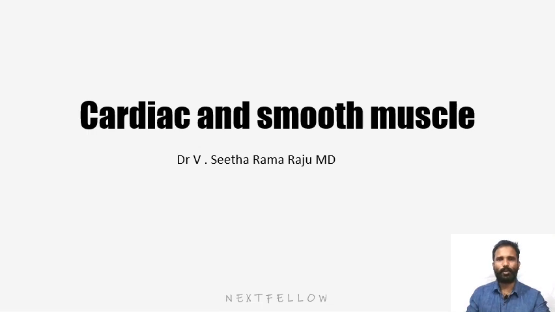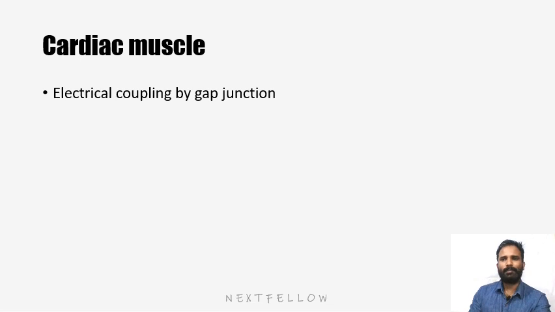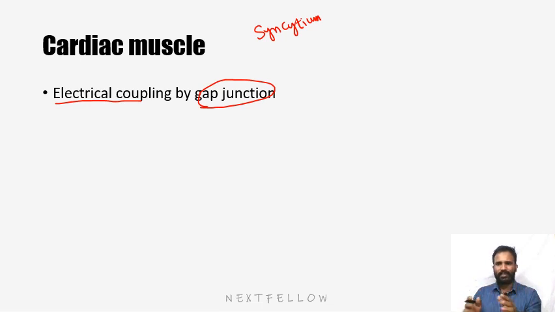Hi guys, today's topic is cardiac and smooth muscle in comparison with skeletal muscle. We know that cardiac muscle is a functional syncytium. What does this functional syncytium mean? Every muscle cell in the heart will be simultaneously stimulated because of gap junctions, and we call that electrical coupling. So there is electrical coupling in the cardiac myocytes, so that if you stimulate one myocyte, the entire ventricular muscle will be activated. So it works as a functional syncytium.